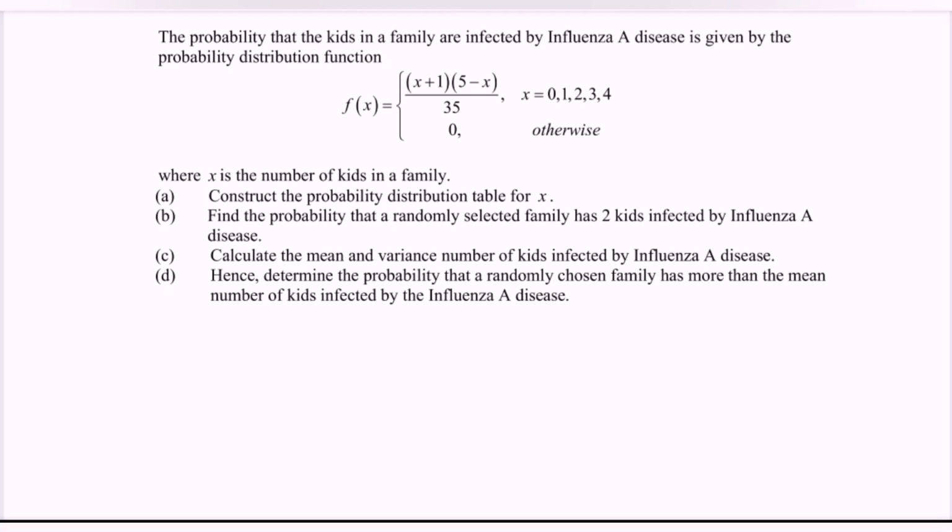The probability that kids in a family are infected by influenza A is given by the probability distribution function, where x is the number of kids in the family. A. Construct the probability distribution table for x.